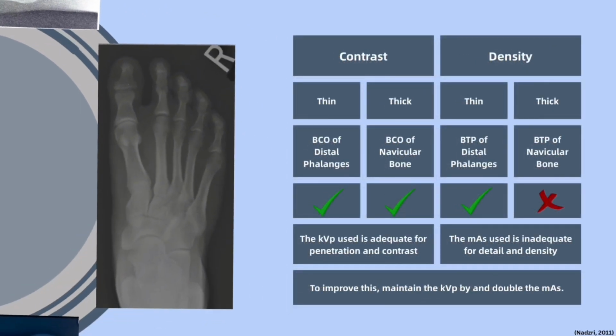For this radiograph, the KVP used is adequate for penetration and contrast. This is because the thin structure, which is the BCO of distal phalanges, can be seen, and the thick structure, which is the BCO of navicular bone, can be seen. And the MAS used is inadequate for detail and density. This is because the thin structure, which is the BTP of distal phalanges, can be seen, and the thick structure, which is the BTP of navicular bone, cannot be seen. To improve this, maintain the KVP and double the MAS.